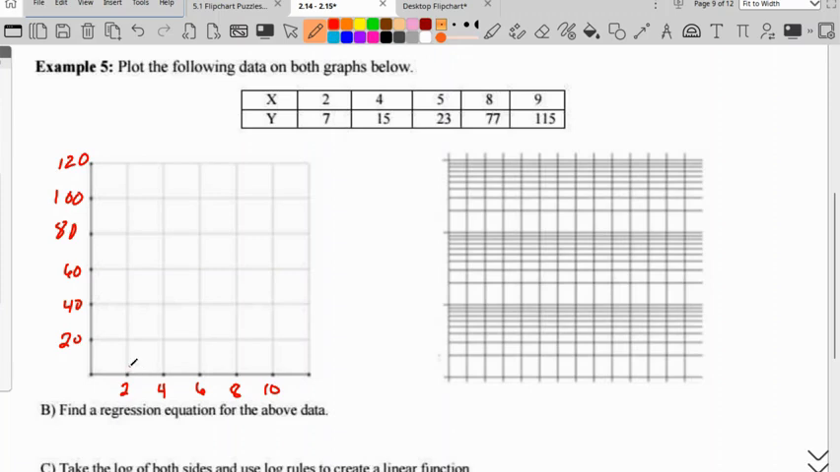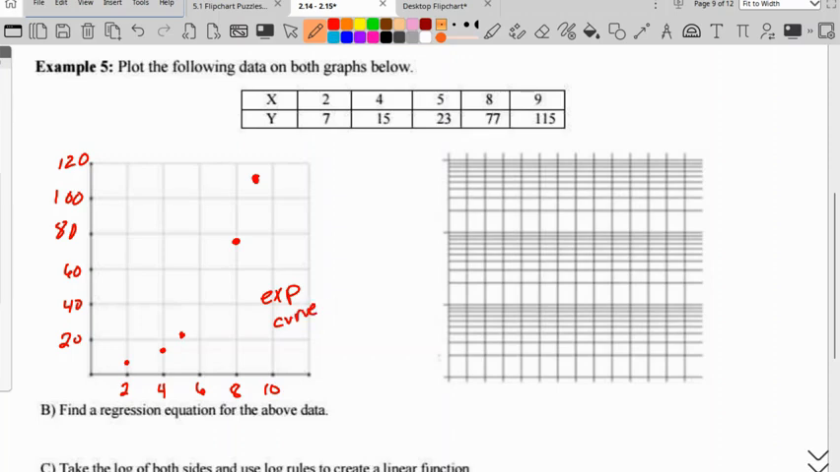So 2, 7; 4, 15; 6, or 5, 23; 8, 77; and 9, 115. Okay, and what does that look like? Yeah, it looks like exponential. That looks like an exponential curve.